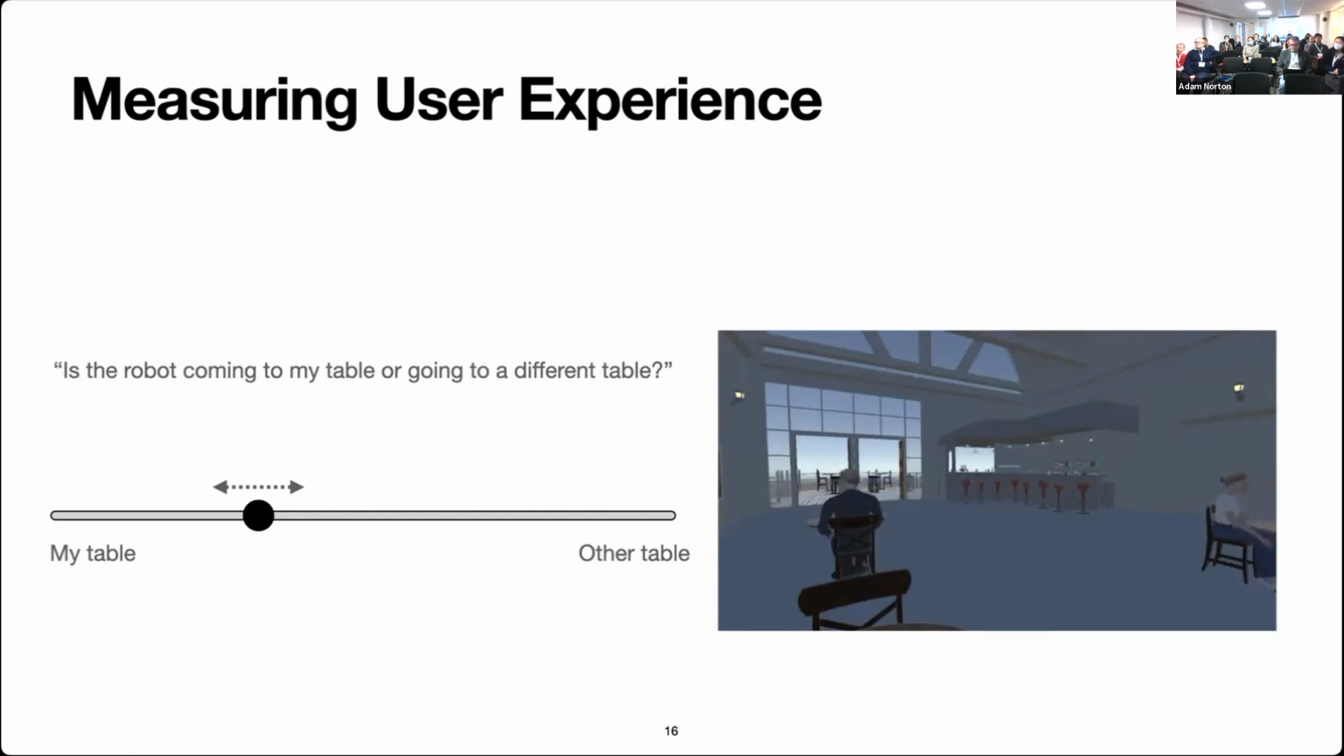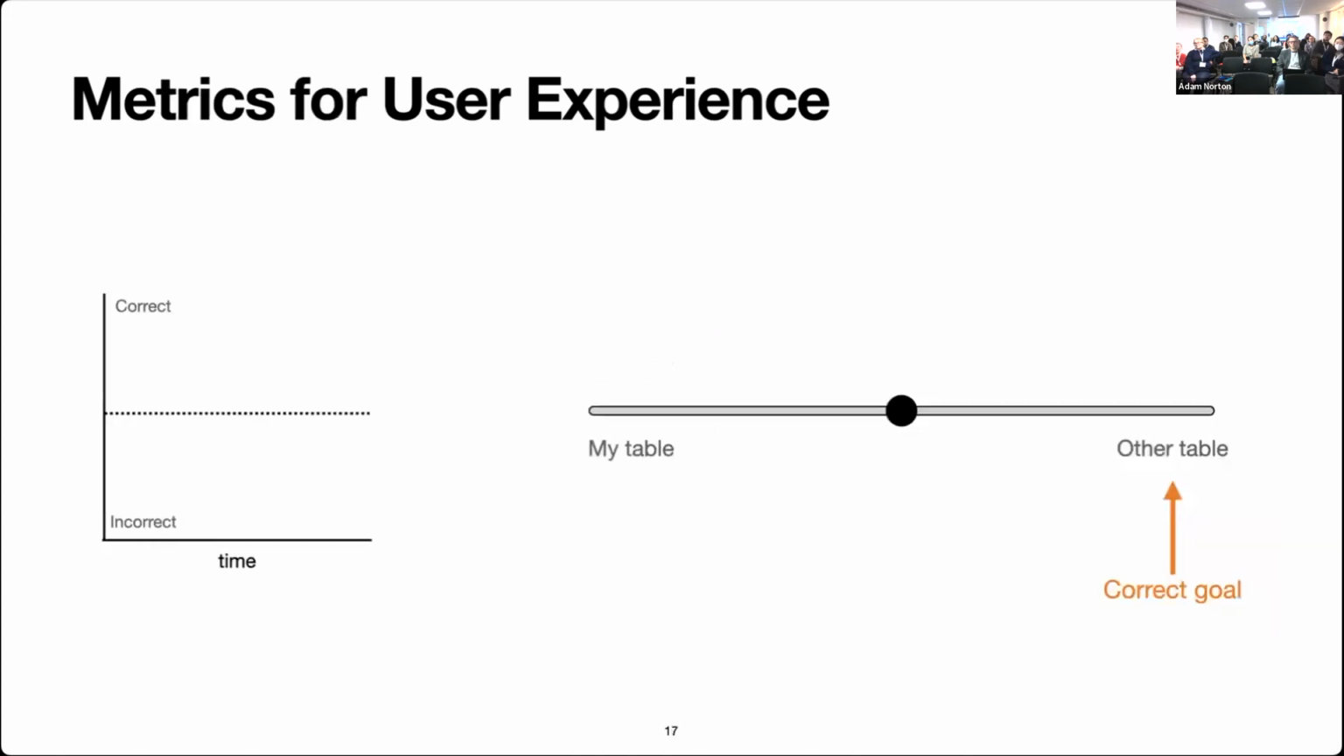We collected data on making this assessment from the first-person perspective. So we ran 300 people on an online study where we showed them various first-person perspectives of different scenes like this. And we had them continually move the slider toward "my table" if they thought the robot was coming to them, or toward "other table" if they thought the robot was going somewhere else. By having them continually slide this slider around, we get a continuous measure of their interpretation of the robot's movement. So let's say that the robot was actually going to the other table.